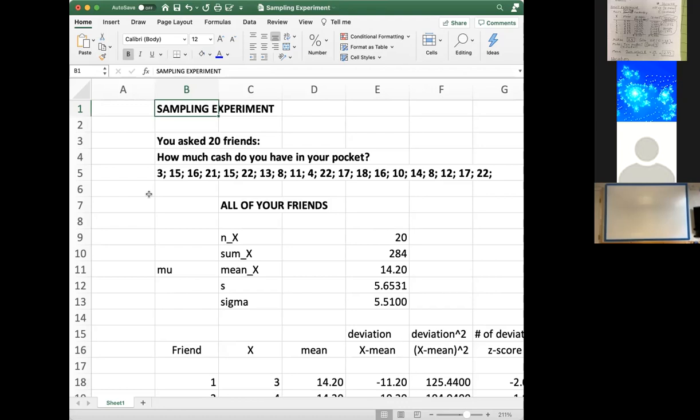But let's just pretend you asked 20 friends how much cash they had in their pockets, and they responded to the nearest dollar. And here's what they said, your 20 friends: $3, $15, $16, $21, $15, $22, $13, $8, $11, $4, $22. So these are all the numbers they gave you. And you decided to do the same experiment with the dollars that we just did with the hot dogs. I wonder what's the average amount of money my friends have in their pocket. I wonder what the standard deviation is. I wonder what the mean, median, and mode is.